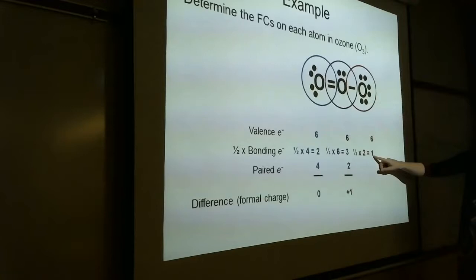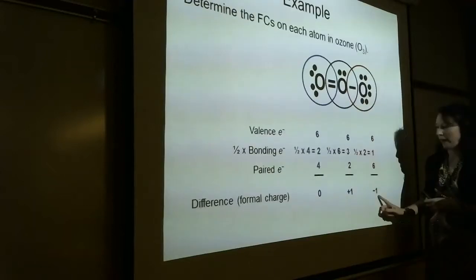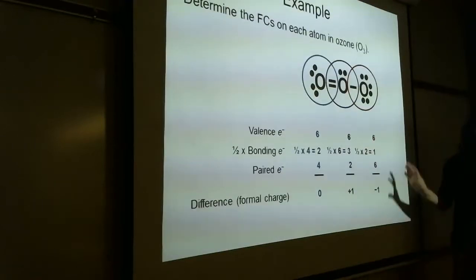All right, now we're going to do the one on the right, far end here. Valence electrons, that's still 6, right? Because this is oxygen. Nothing's changed about that. So 6. It's only got 1 bond that it's working with, right? And that bond represents 2 electrons. So 1/2 of 2 is 1. And then how many paired electrons does it have? 1, 2, 3, 4, 5, 6. So 6 minus 1 minus 6 gives me -1.